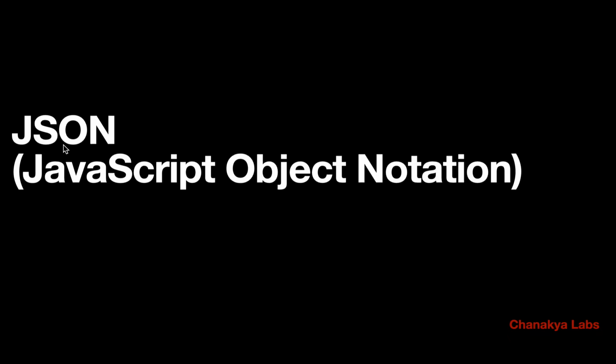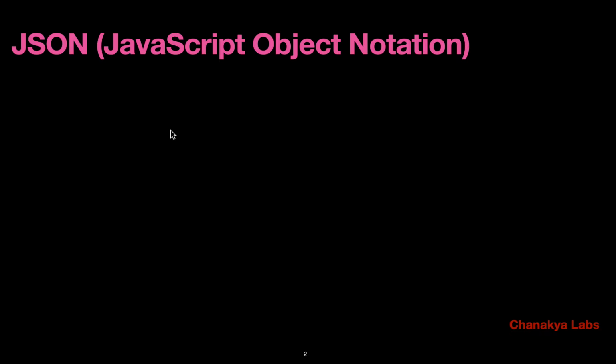But the syntax of this is somewhat inspired by JavaScript, and that's why this is called JavaScript Object Notation. So what is JSON, or JavaScript Object Notation? As we discussed, it is a lightweight data interchange format.